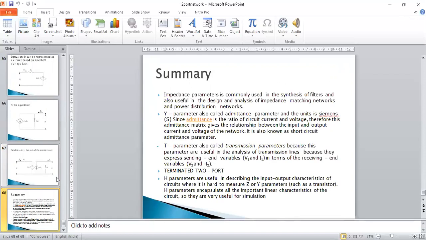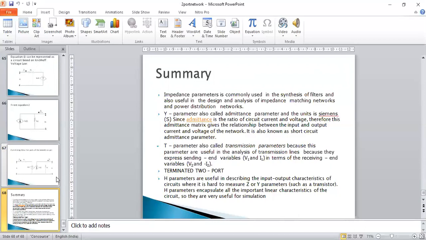Now before ending this lecture, let's summarize all the parameters which we have studied in the two port network. First of all, we have studied the impedance Z parameters, Y parameters, T parameters, the terminated two port network and the H parameter. Let's identify how these tools are used to solve complex problems in the network. Earlier I said the impedance parameters are used to analyze impedance matching in the network and the power distribution network.